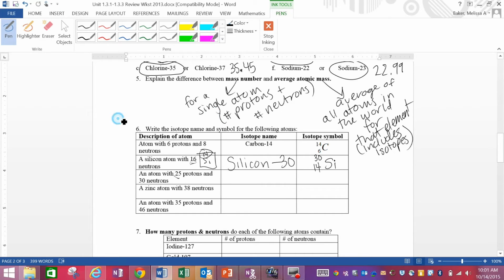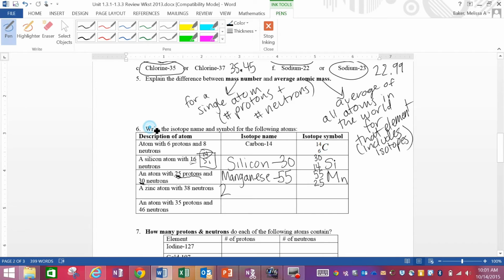Next one says an atom with 25 protons. Look up what element has 25 protons. It's manganese, number 25. What would its mass be? It has 25 protons, 30 neutrons. Add those two numbers. Has a mass of 55. Manganese is Mn. Put the 55 in the upper left corner and the 25 in the lower left corner.